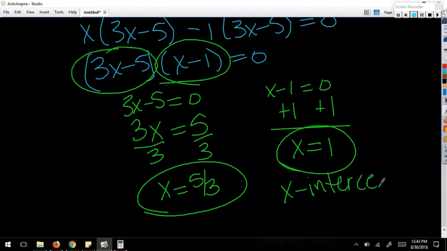So last night when you were changing from standard form to intercept form, you do that so that we can find those x-intercepts, find where they cross the x-axis. Does that make sense? Good.